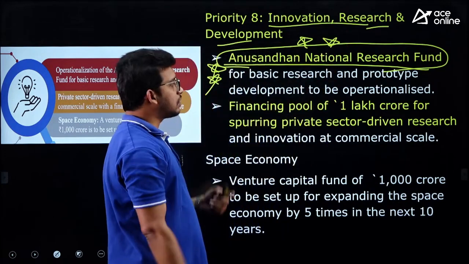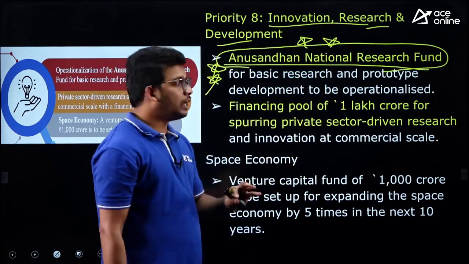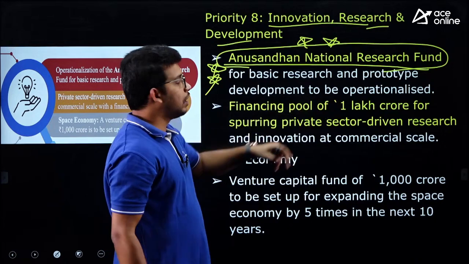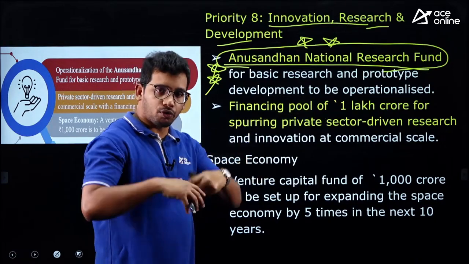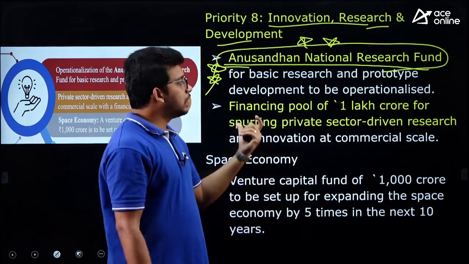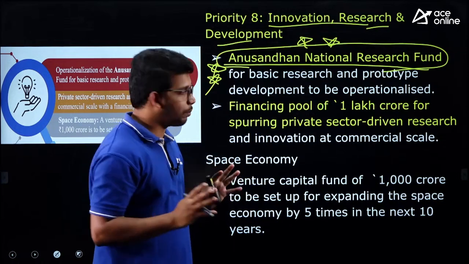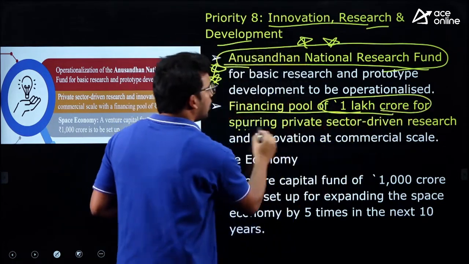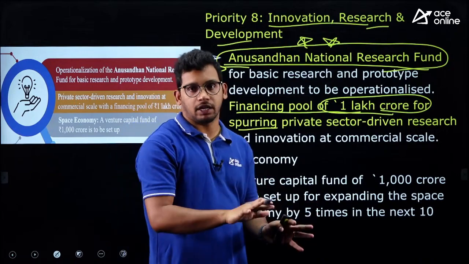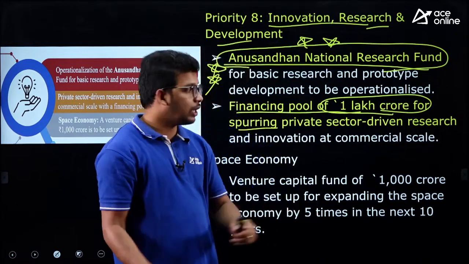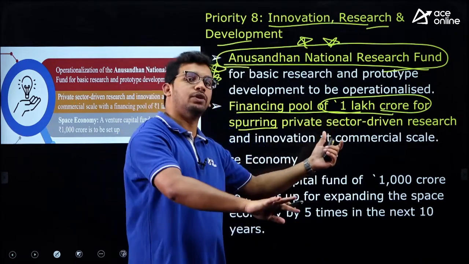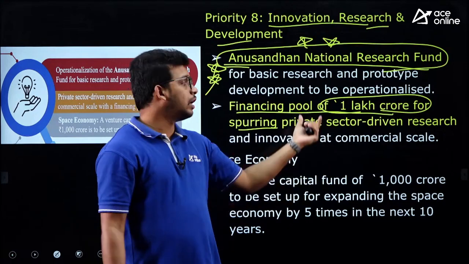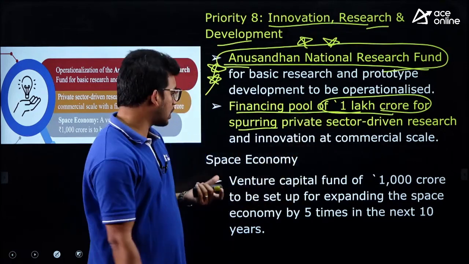Anusandhan National Research Fund they are going to come up with, and this is to encourage research and generate prototypes before going into launching the actual project. They will be encouraging research and development. For this purpose, a financing pool of 1 lakh crore will be driven from the private sector, like private players, not the government, but they will encourage the private players to invest and they get the profit back, right. 1 lakh crore they are going to do on a commercial scale.